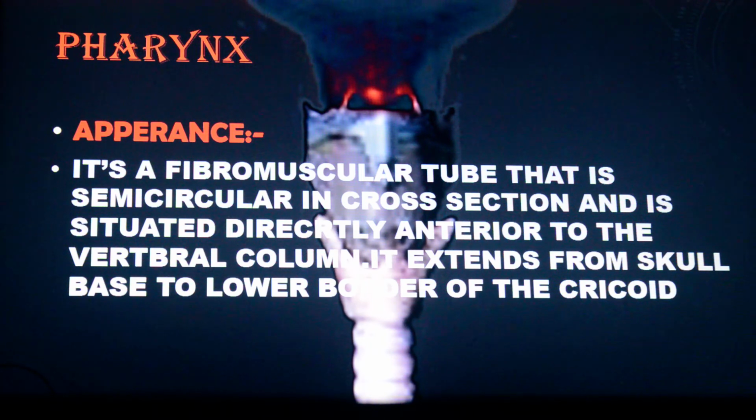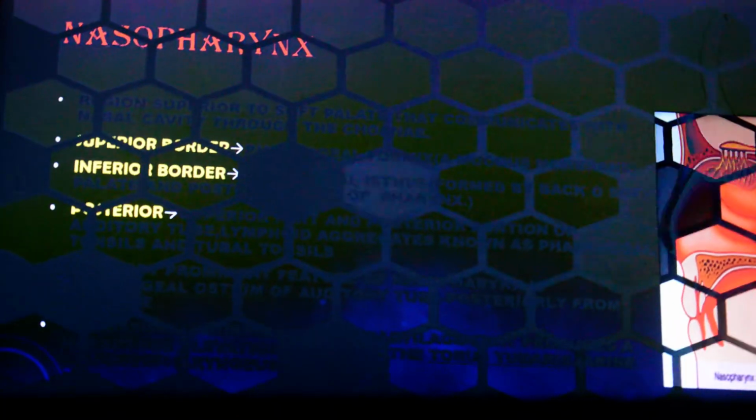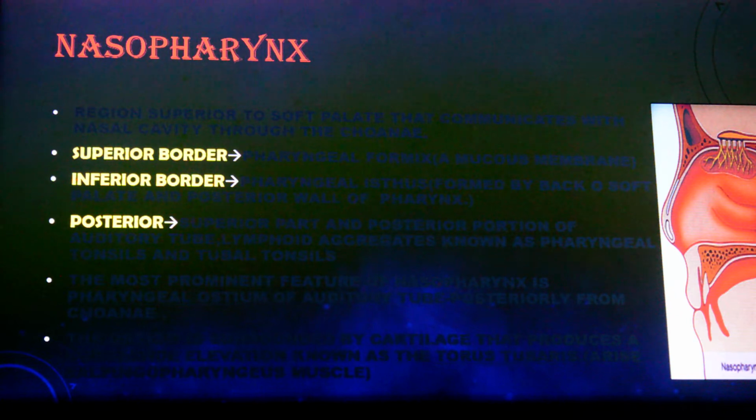And next comes the pharynx. The pharynx is a fibromuscular tube, a mixture of fibrous and muscular tissue. It is a semicircular tube located directly in front of the vertebral column. It is divided into three parts: nasopharynx, oropharynx and laryngopharynx.